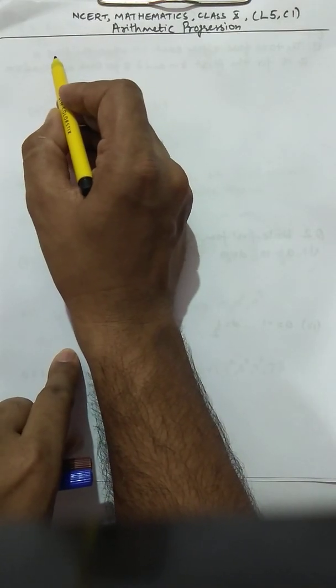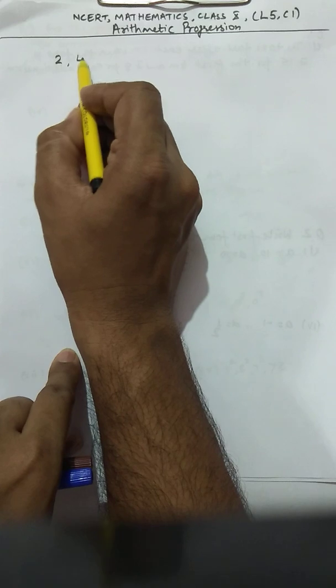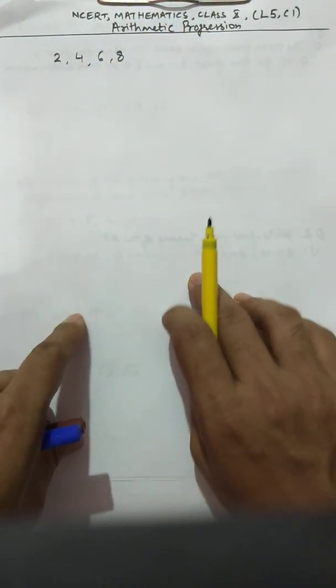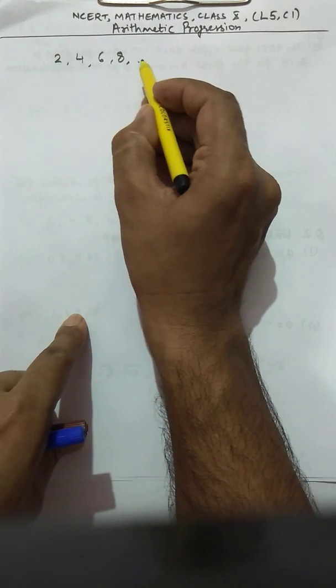So I'm writing one example. This is 2, this is 4, 6, 8. You can see some pattern is going on, and if I ask you what will be the next number, I think everyone can answer me that next number will be 10.